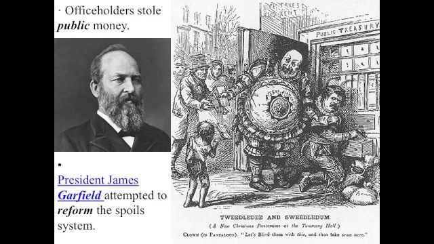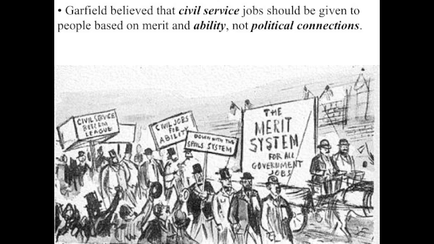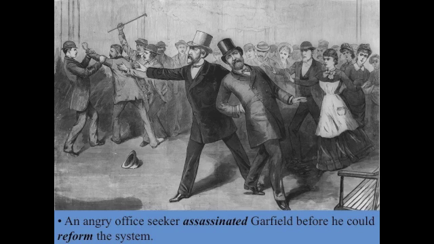When President James Garfield came into office, he wanted to reform the spoils system. President Garfield believed that if you were going to hold a government job, then it should be based on merit and ability, not your political connections. So you actually had to be qualified to hold the position that you wanted, and not simply because you donated a large sum or you helped someone get elected.